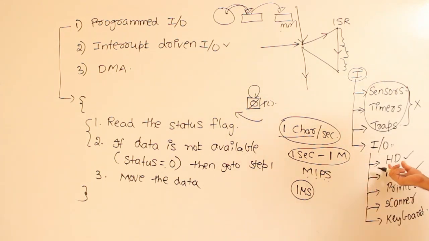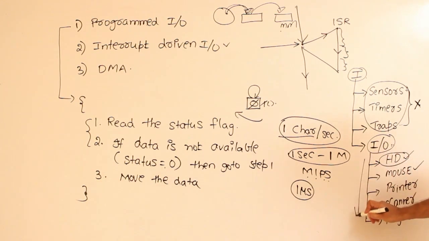And similarly, in 1 microsecond or in 1 millisecond, we can transfer a complete block of data. Therefore, depending on the speed of the data being transferred by these devices, we are going to give the highest priority. So if you consider only the IO devices, when you are having these many IO devices, we are going to go in the priority according to the speed.